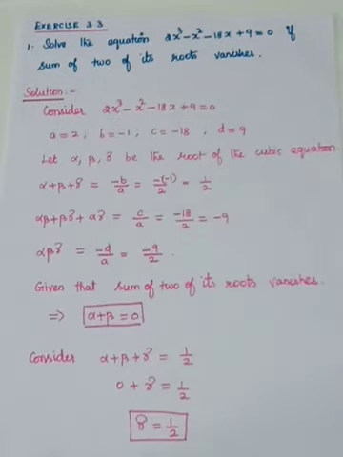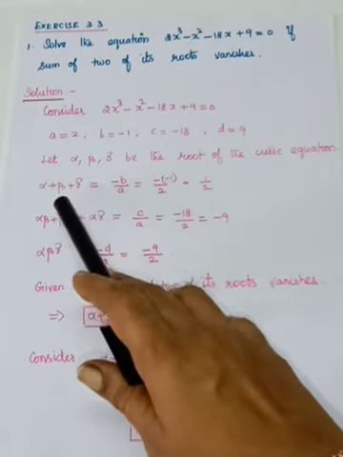So the cubic equation means it has 3 roots. So one is alpha, another one is beta, another one is gamma. Be the roots of the cubic equation. So first find out sum of the roots.